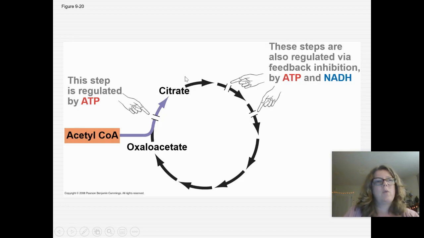Again, that's just reminding you that citrate is what the acetyl-CoA binds to, right? And that step also is regulated by ATP. If you have too much ATP, you can actually stop the Krebs cycle at any of these processes so that you don't get a buildup of ATP.